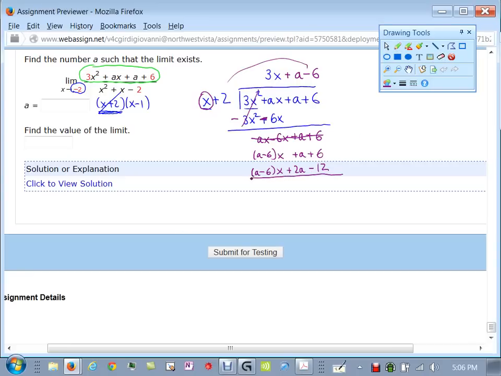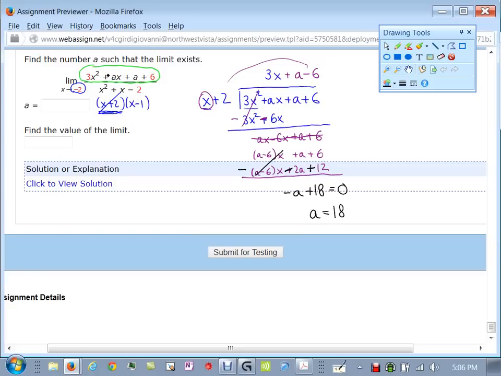Then I come through here and subtract this. Subtract, minus, makes that a plus. And then these go away. Here I get negative a, and then these two together give me plus 18. And this is my remainder, and I need that remainder to be 0 for this to work. So that means that a must be 18. So if a is 18, this should work.